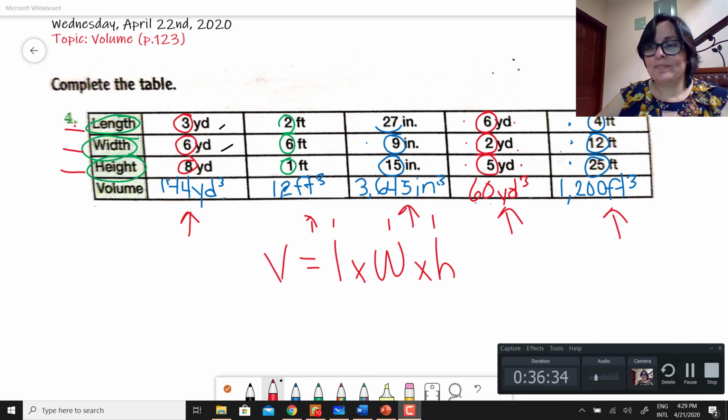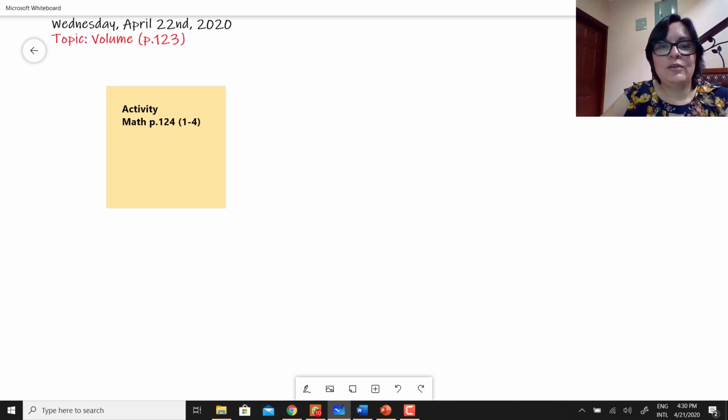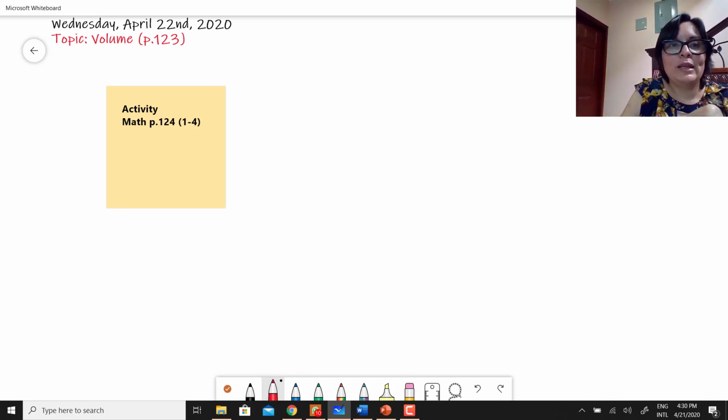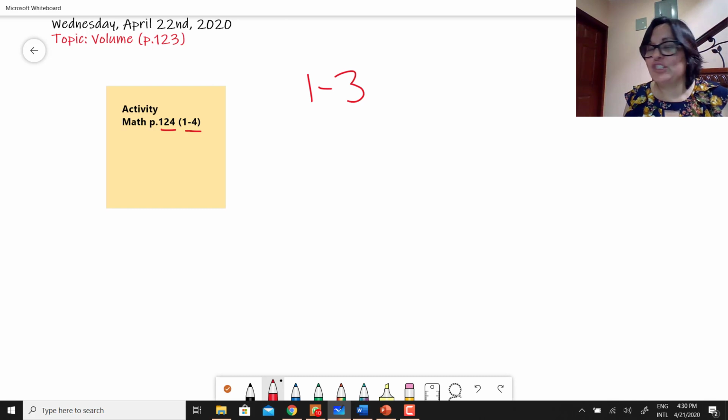Let me see. So here you have the activity you have to solve, page 124, exercises from 1 to 4. From 1 to 3, you are going to find the shapes, so you have to count the squares, like the first one that we did. And in number 4, you are going to have a table. In that table, you have to multiply the three amounts that you have in there. Length times width times height. Remember to apply the formula, okay?